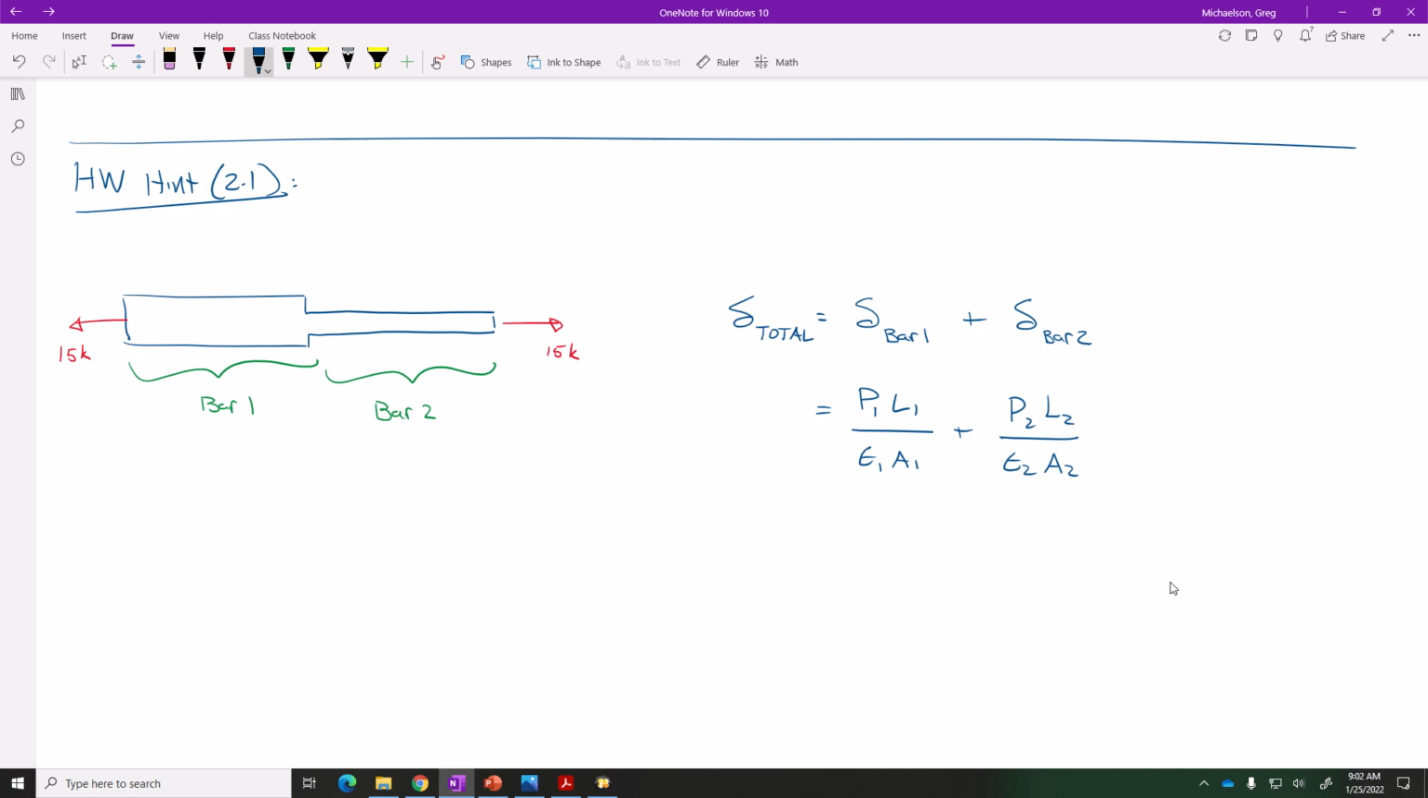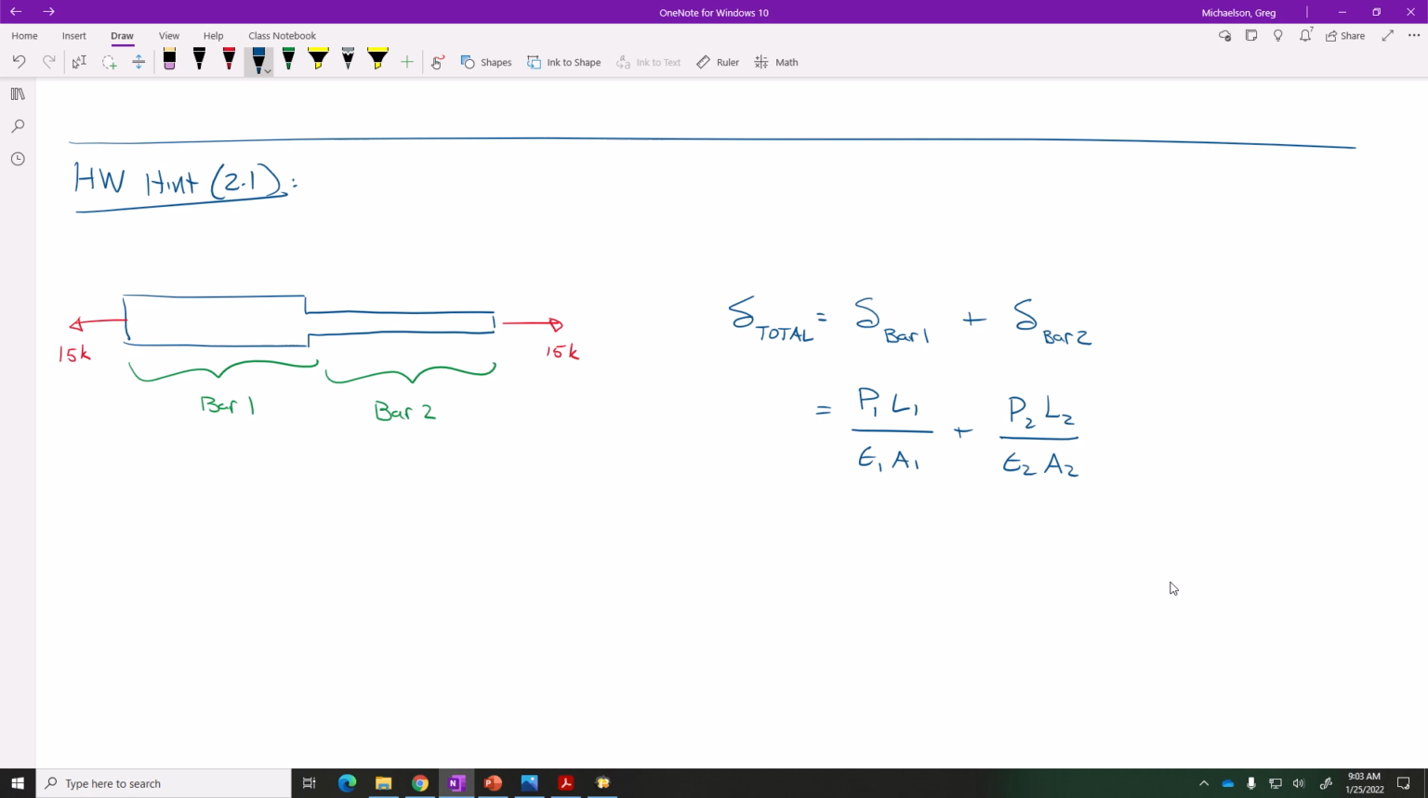What I'm getting at is that whenever you have a scenario where you have not a bar, but a sequence of bars, just sum up the deflection formulas, the PL over EA for this bar, the PL over EA for this bar, and sum them up. So all you have to do essentially is look at each bar, compute its properties, look at it from a statics perspective, etc.